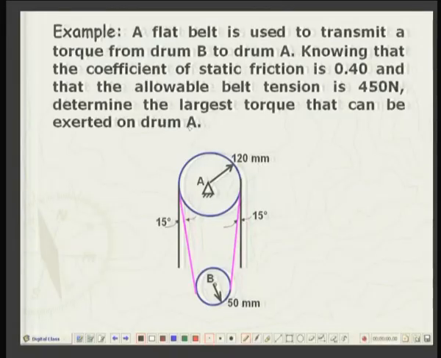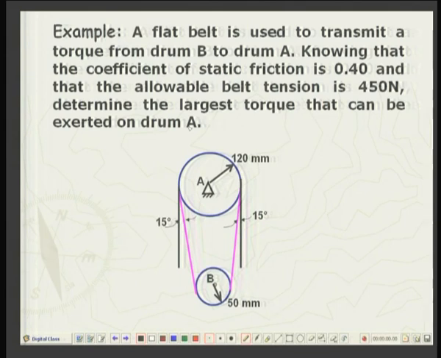All right, just one more case. A flat belt is used to transmit a torque from drum B to drum A. Here in this problem, the coefficient of friction is already given, namely 0.4, and the allowable belt tension is 450. So the maximum tension at any point in the belt cannot be more than 450 newtons. Determine the largest torque that can be exerted on drum A.